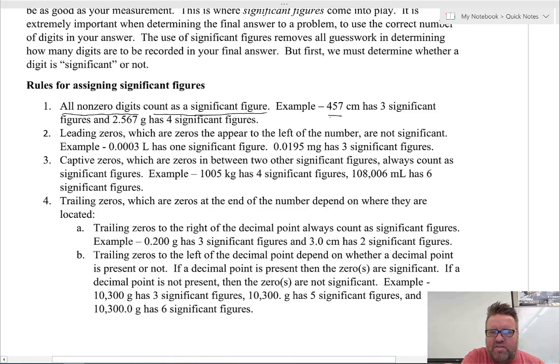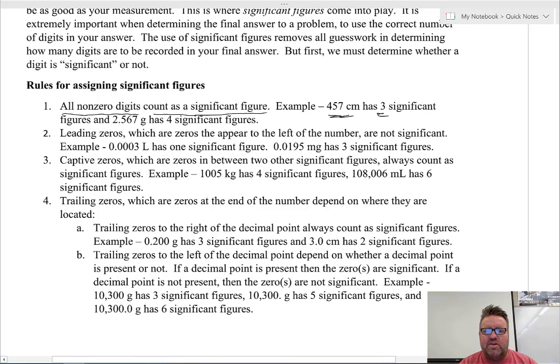So in the number 457 centimeters, the 4, the 5, and the 7, none of those are zeros, so all three are significant. You would say that the number 457 has 3 significant figures. The next one, 2.567: again, 2, 5, 6, 7, none of those are zeros, so the number 2.567 has 4 significant figures. Okay, so really the rest of these rules are all about zeros.